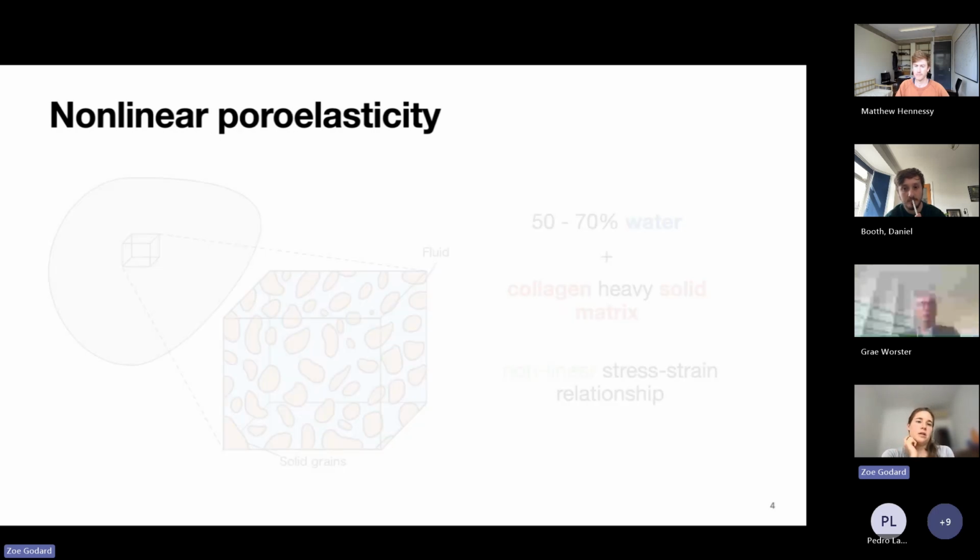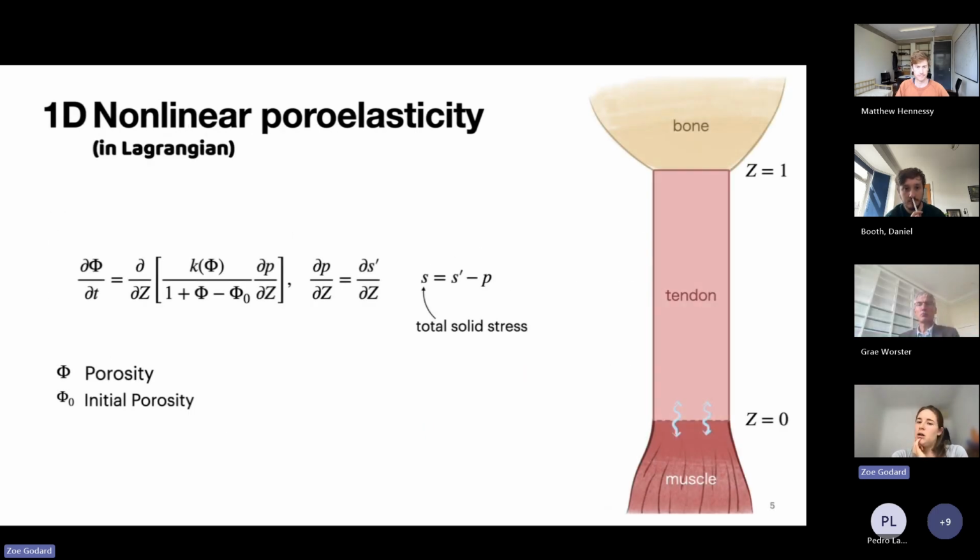Okay, and so we're going to take this and apply it to our tendon. So we're going to take our tendon and assume that it deforms uniaxially in the z-axis. This really simplifies the system because we can write equations down in one dimension, and it makes it easier to solve and analyze, but of course it is a simplification. So here I've got the z equals 0 boundary at the muscle and the z equals 1 boundary at the bone. And I'm going to write down the poroelastic governing equations in Lagrangian variables. I'll come back to why in a bit.